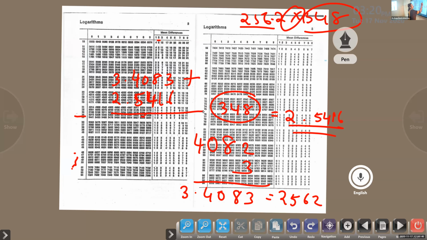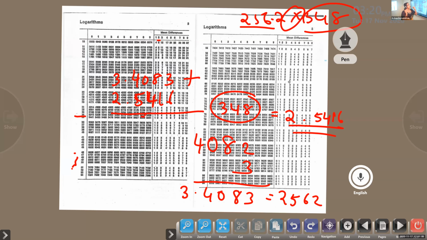Suppose you have 24683, like this, 5 numbers. 5 numbers cannot be done with this method. You only consider the first 4 numbers in that.